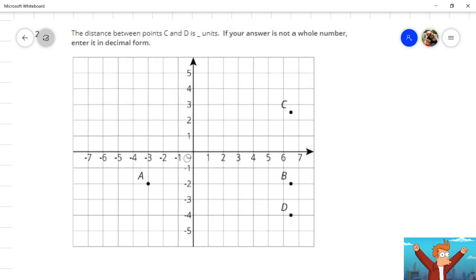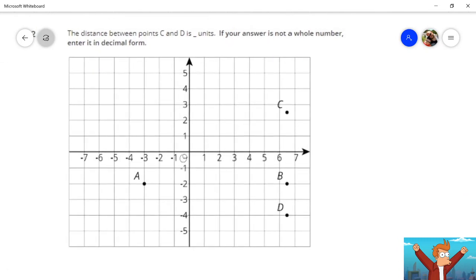The distance between points C and D. Okay, so I'm going to start with D. I'm going to go 1, 2, 3, 4, 5, 6 and a half. Okay.